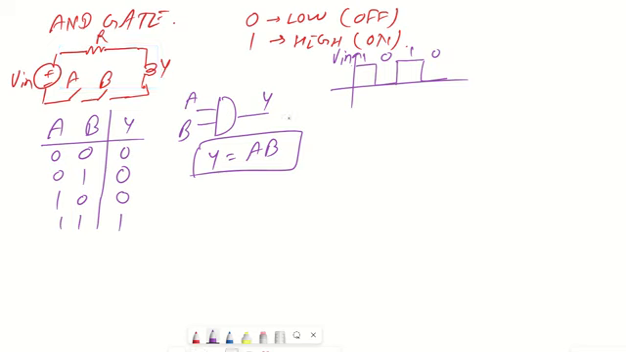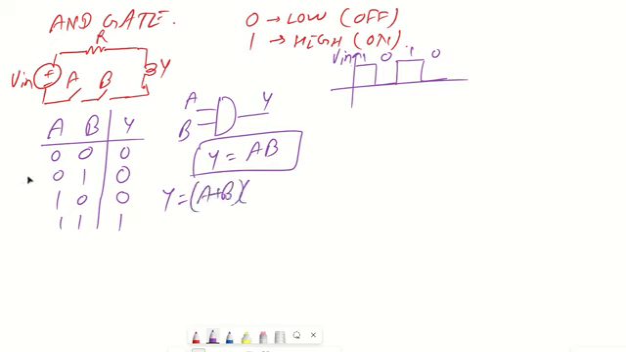Anyway, it doesn't matter. One more thing: can you write down the expression for Y in terms of max terms? This is a min term expression. If we try to write the max term expression for Y, then wherever 0 is there, that term we will take. So 0 is here and we'll take this one, so it can be A plus B.